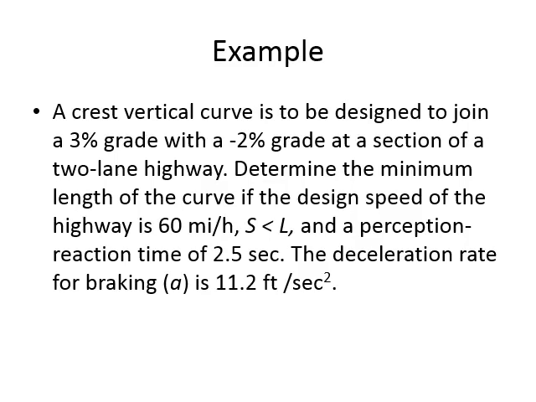So in this example, a crest curve is given which is to be designed to join a gradient of 3% with minus 2%. So 3% is your G1 and 2% is your G2. G1 is higher than G2, which means a crest curve. We have to find out the length of the curve, and the design speed is 60 miles per hour. S is less than L, so I require the sight distance case where S is less than L. Perception reaction time is 2.5 seconds, and the deceleration rate can be taken as 11.2 feet per second squared. So the constants which I require for calculating the stopping sight distance are also given here.